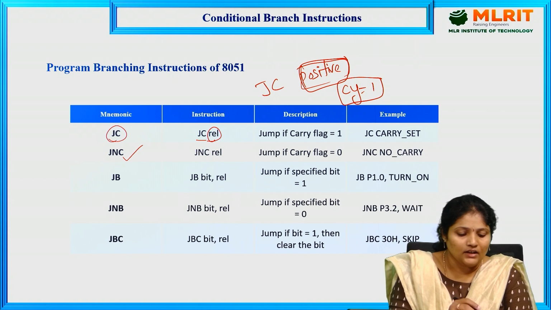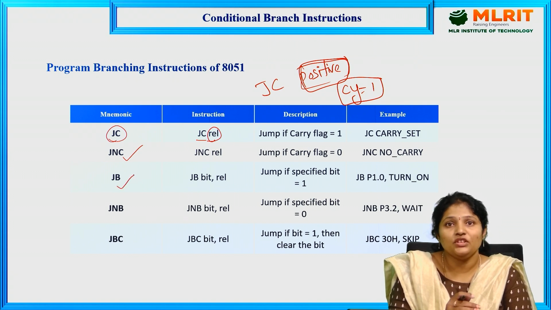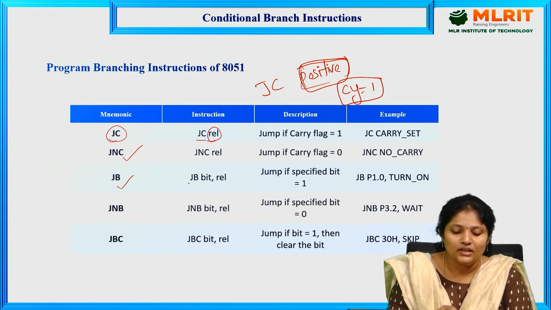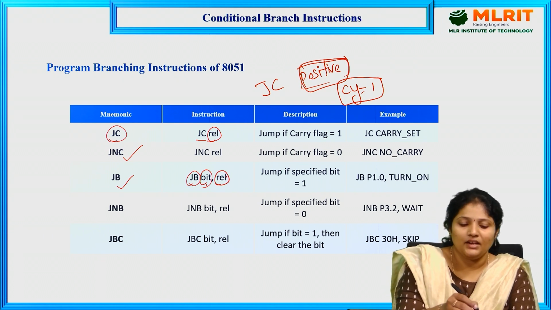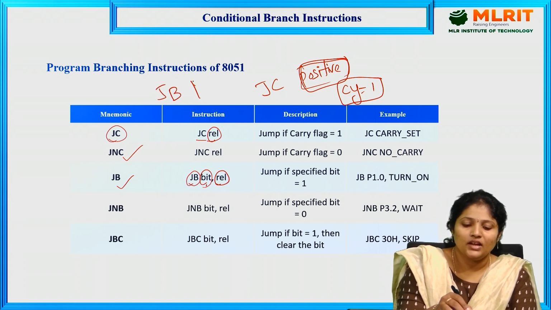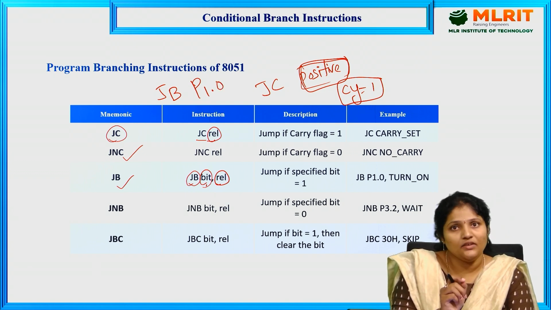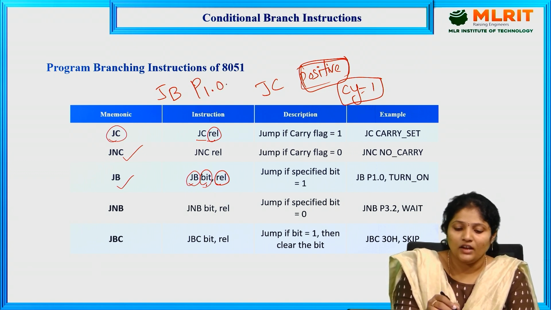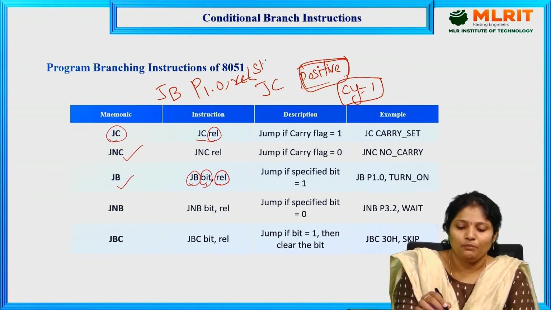Okay. Next one is JB, jump if bit is specified, jump if bit is there. So here JB bit: if this bit is set, then only jump to this particular relative address. Example, I was checking the ports. So I was checking port 1, in port 1 the first bit. If that bit is 1, then only jump to the address location skip.